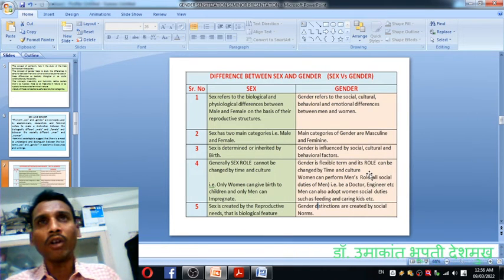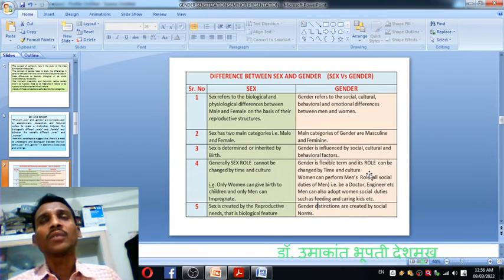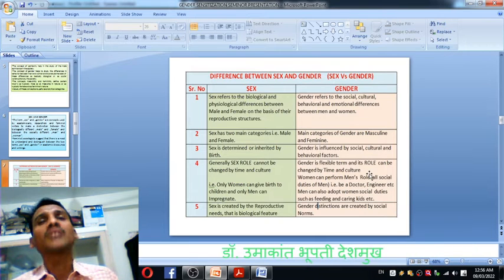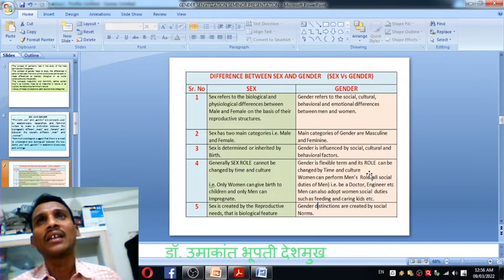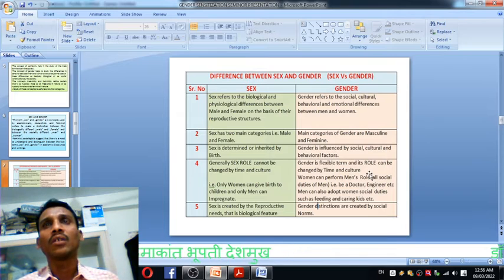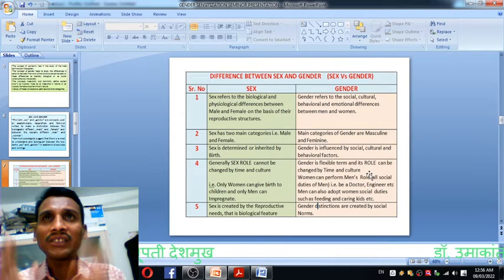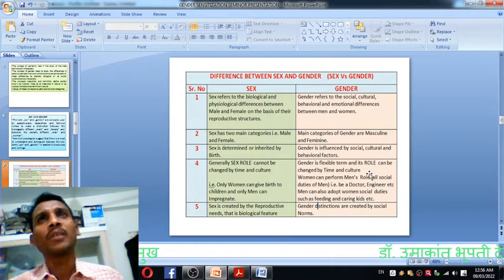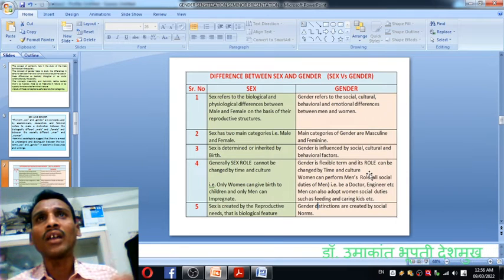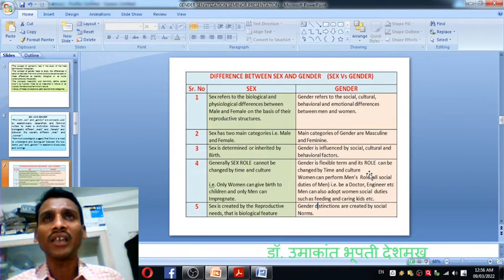Whenever we talk about sex and gender, some people unknowingly understand that sex and gender are the same thing. No, they are not the same thing. There are so many differences between sex and gender. Then what are the differences?